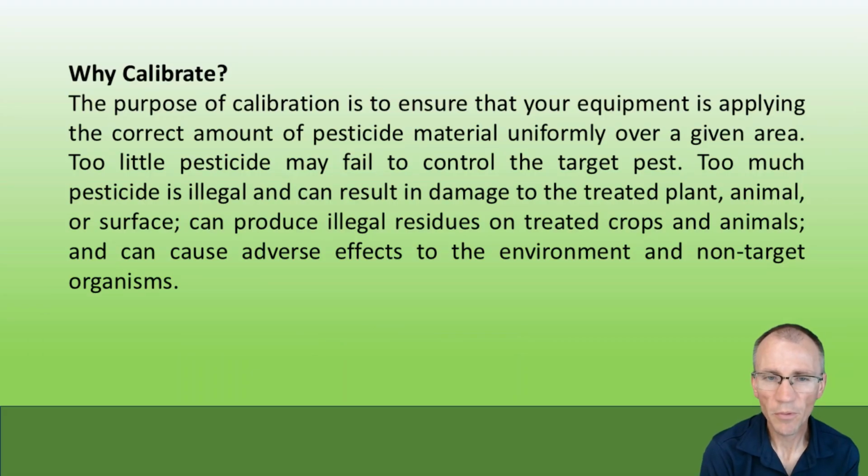Let's talk about something people seem to ask all the time. Why calibrate? The purpose of calibration is to ensure that your equipment is applying the correct amount of pesticide material uniformly over a given area. Too little pesticide may fail to control the target pest. Too much pesticide is illegal and can result in damage to the treated plant, animal, or surface, can produce illegal residues on treated crops and animals, and can cause adverse effects to the environment and non-target organisms. Calibration. Super important. We need to make sure our equipment is calibrated.